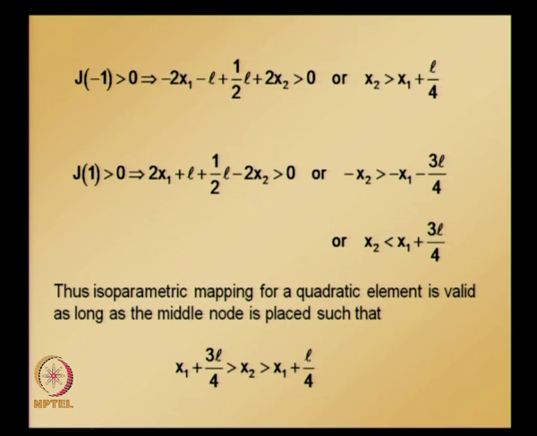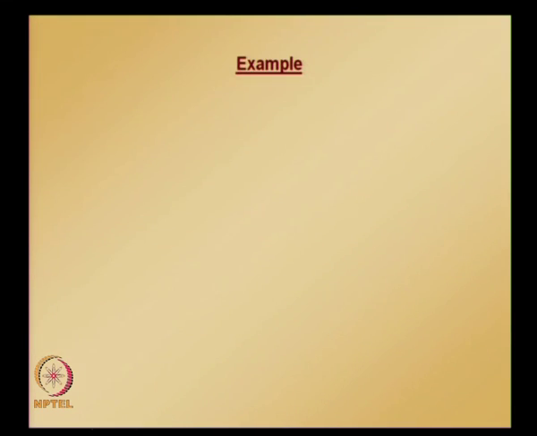Thus, isoparametric mapping for a quadratic element is valid as long as the middle node is placed such that x2 lies between x1 plus L over 4 and x1 plus 3L over 4. And we can verify this: what happens if we violate it, and what happens if we satisfy it. We can check that using an example.